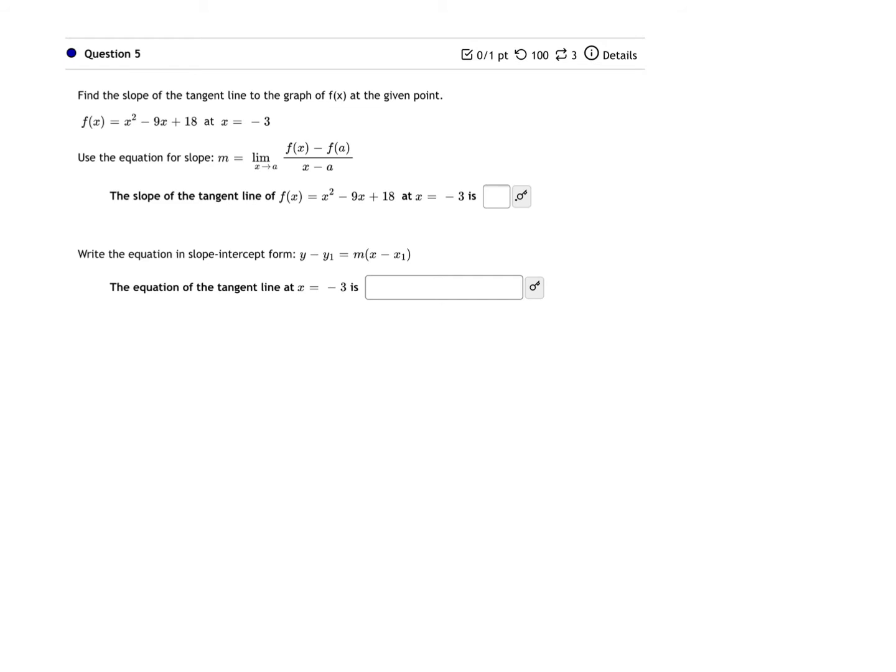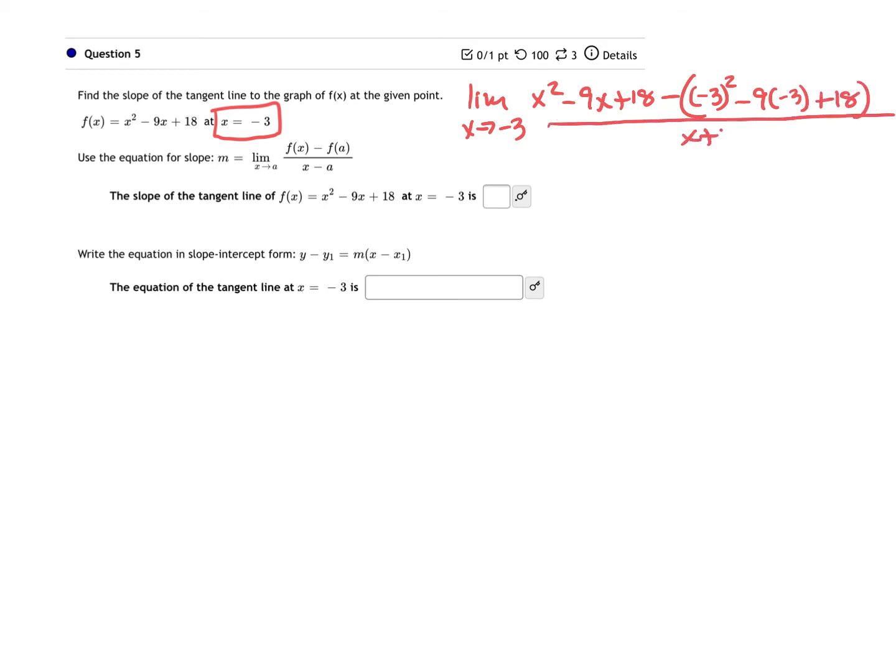So I'm going to go ahead and start by taking the limit as x approaches -3. I do -3 because that's the spot where I want to write the equation of the tangent line. So then I have to do f of x. So that's x squared minus 9x plus 18 minus, in parentheses, I have to put -3 in place of x now. So -3 squared minus 9 times the -3 plus 18, all of that over x plus 3.